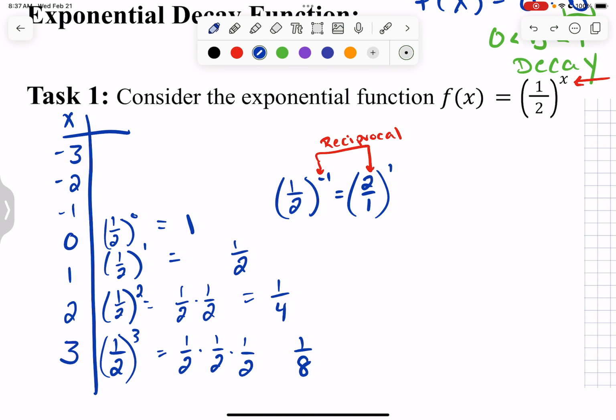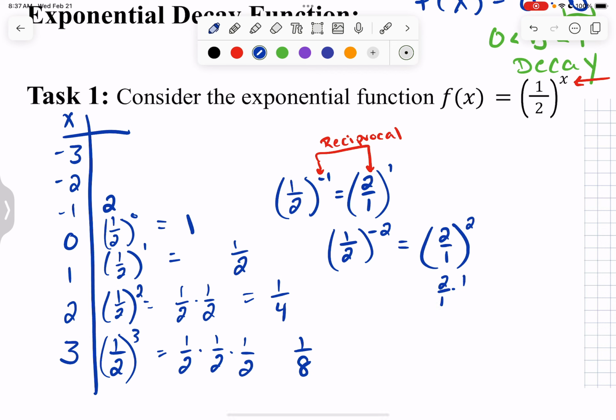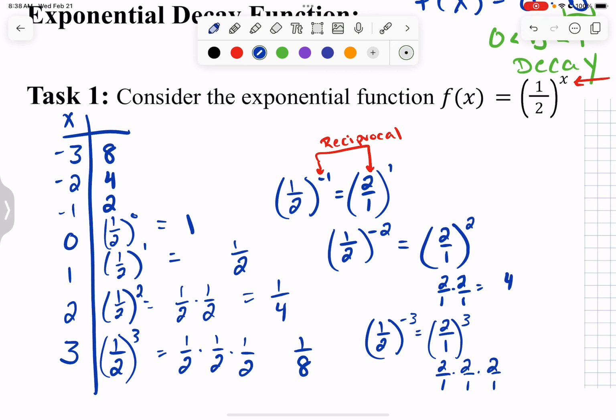Oh, I don't know why that's red. Sorry. Okay, so then what about to the -2? So I'm going to go over where I have more room. 1/2 to the -2. So the negative is going to take the reciprocal. So 2 over 1. Oh, excuse me. Sorry. I take that to the 2nd. So then I have 2 over 1 to the 2nd, which is 2 over 1 times 2 over 1. 2 times 2, that's 4. So to the -2 is 4. And then when I plug in a -3, that's 1/2 to the -3. Again, that negative takes the reciprocal. 2 over 1 to the 3rd. 2 over 1 times 2 over 1, which is 2 times 2 times 2 is 8.